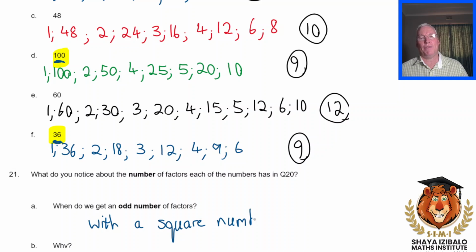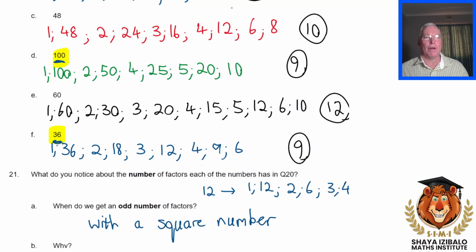Okay, and this makes perfect sense. All maths makes sense. If we think about a number like 12, it's not a perfect square. I'm going to write down the factors of 12. The factors are 1 and 12, and notice they are paired together. 2 and 6, they are paired together. 3 and 4, they are paired together. We've got an even number of factors. 12 is not a perfect square, right?